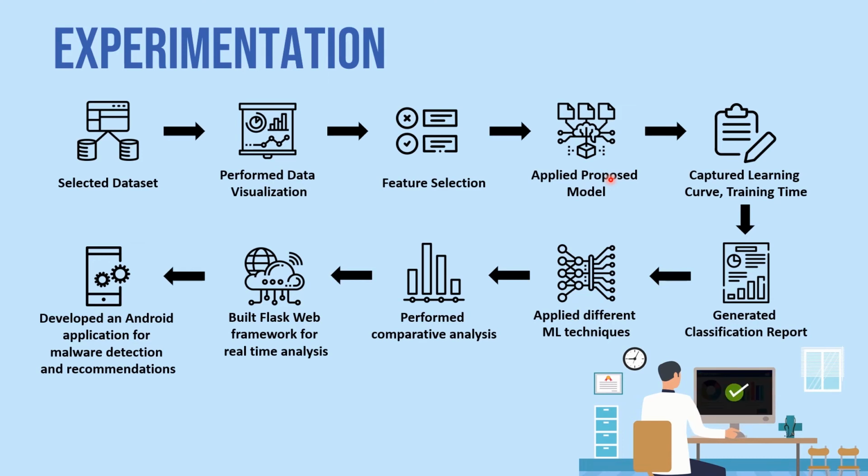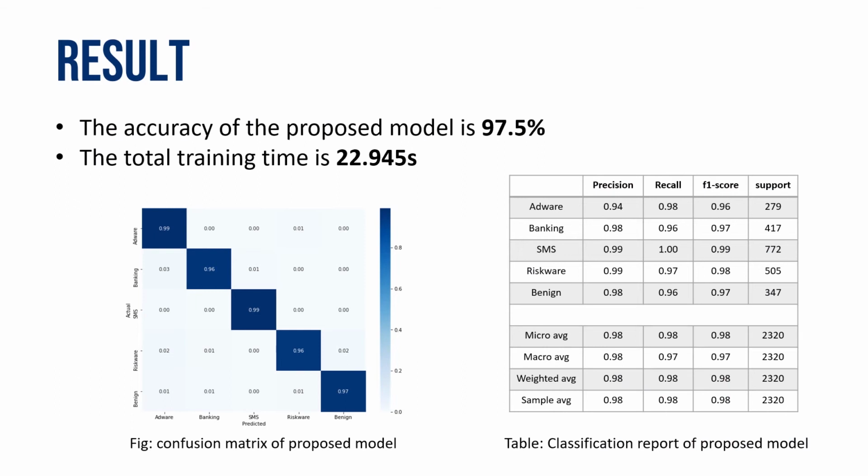The overall accuracy is 97.5% with a training time of 22.945 seconds, which is suitable to implement in real time. In our proposed method, the accuracy for adware class is 97%, banking class is 96%, actual SMS is 99%, which is the highest. XOR class is 96% and winning class is 97%. The confusion matrix is given here.